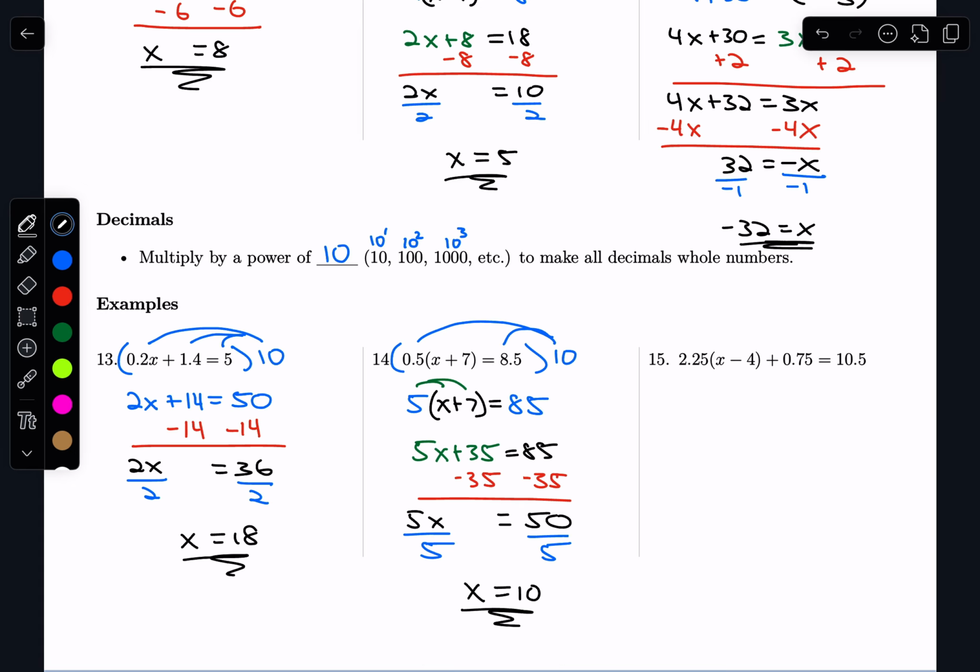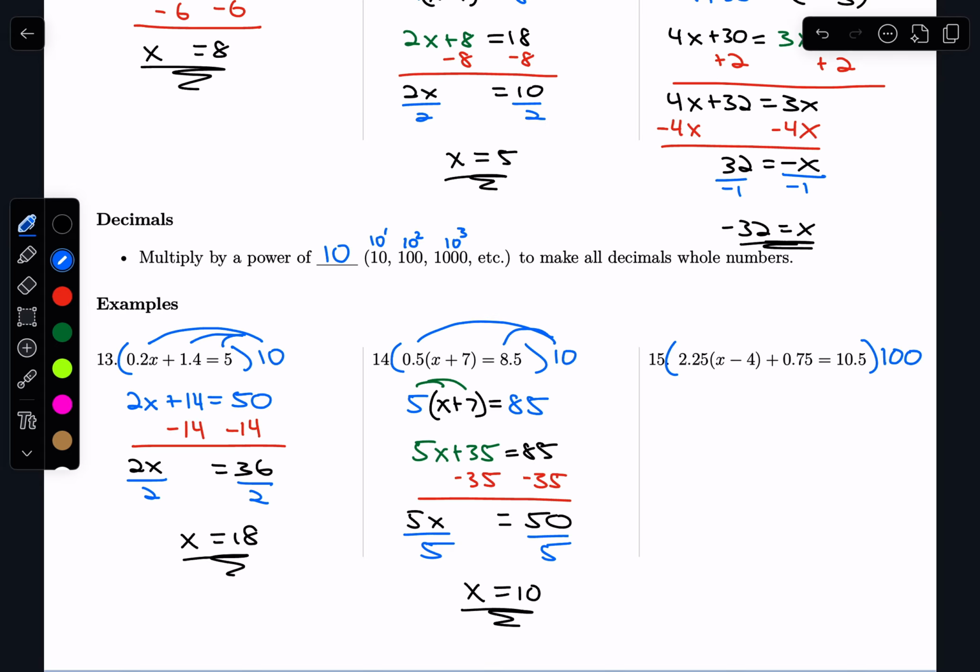Number 15 says 2.25 multiplied by x minus 4 plus 0.75 equals 10.5. The most decimal places I see is 2. There are two numbers that each have 2 decimal places, so the most decimals I see is 2. By the way, if you want to think of it in terms of the way we're supposed to say decimals, it actually gives away what you're going to multiply by.